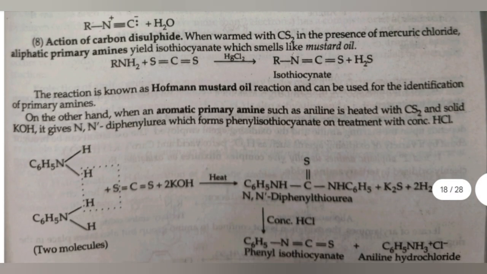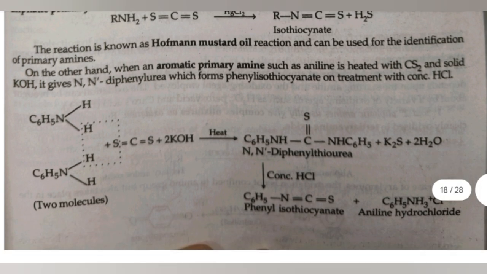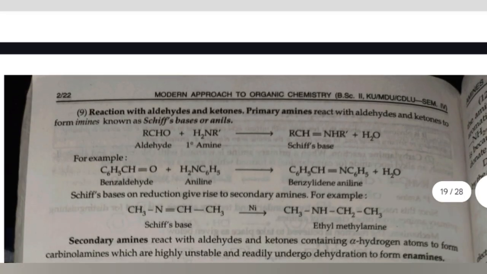Action of carbon disulfide: when heated with CS2 in the presence of mercuric chloride, aliphatic primary amine yields isothiocyanate which smells like mustard oil. The reaction is known as Hofmann mustard oil reaction and can be used for the identification of primary amine. On the other hand, when an aromatic primary amine such as aniline is heated with CS2 and solid KOH, it gives N,N'-diphenylthiourea which forms phenyl isothiocyanate on treatment with concentrated HCl.